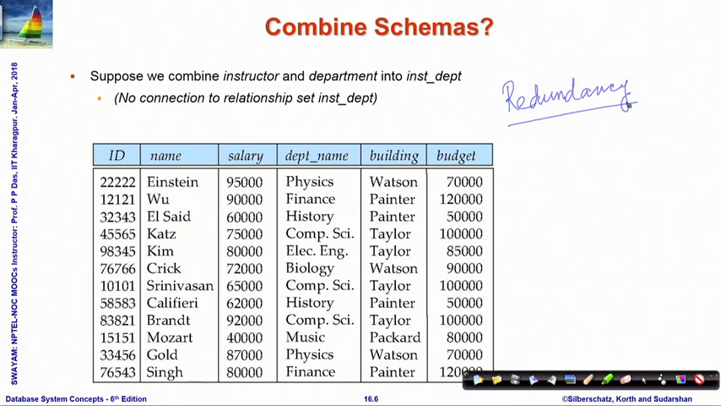So, what is the consequence of redundancy? There could be different kinds of anomalies when you have redundancy. What is an anomaly? An anomaly is the possibility of certain data getting inconsistent. For example, let us say the computer science department moves from the Taylor building to the Painter building. Now, what will have to happen? I will need to make this value Painter. I have to also do this, make this Painter. I have to also do this, make this Painter.